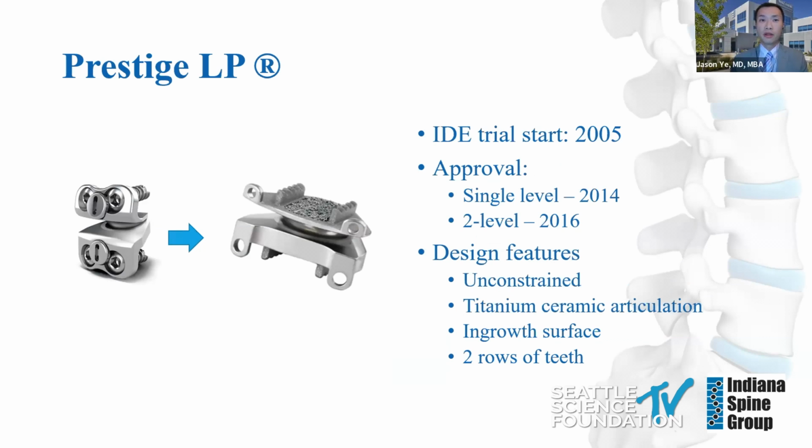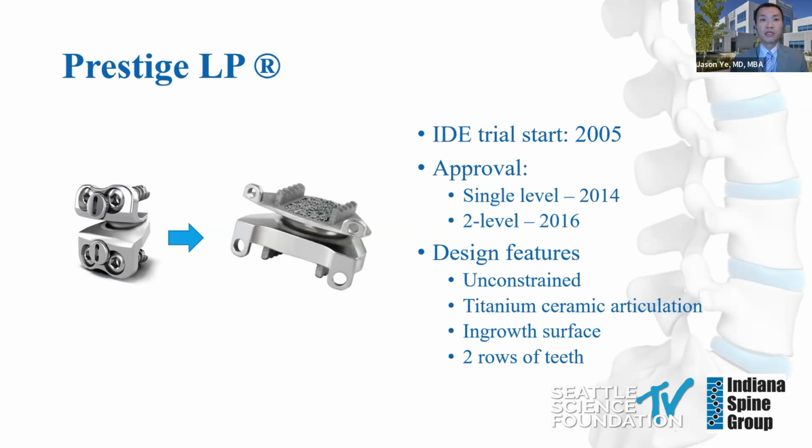In the meantime, the Prestige ST was redesigned again into the Prestige LP. Trials started in 2005. The stainless steel material was changed to titanium ceramic on titanium ceramic for the bearing surface. This had better wear properties and also prevented wear particles that contain nickel, cobalt, or chromium. The design went away from an anterior flange with screw fixation in favor of teeth and an ingrown surface.